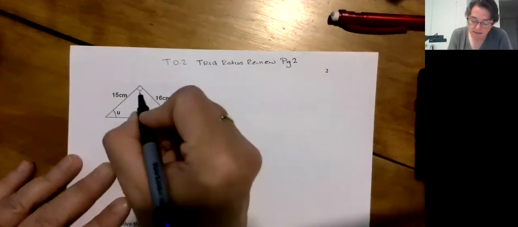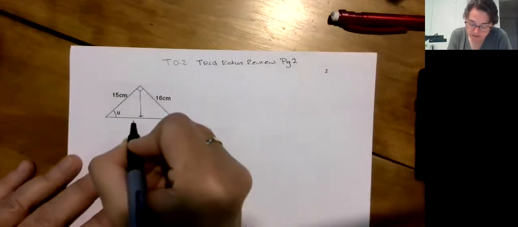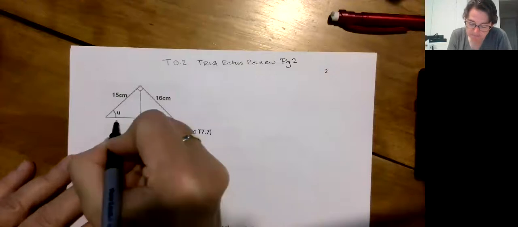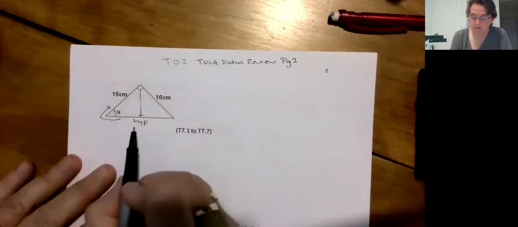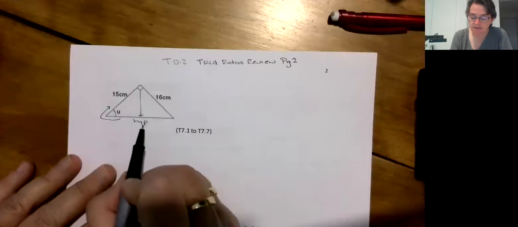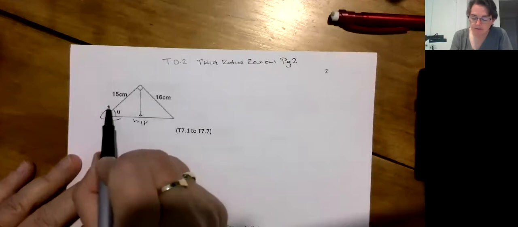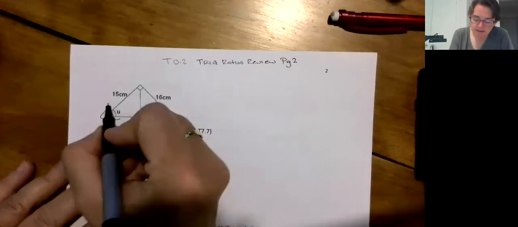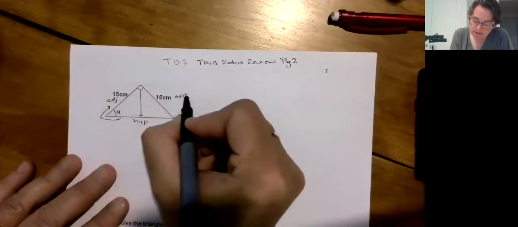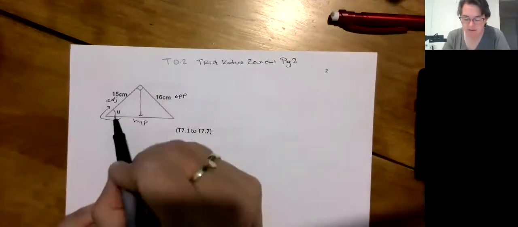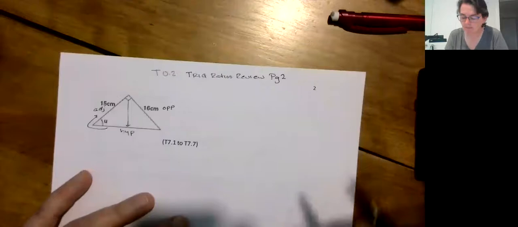I'm going to do what I always do first. I'm going to label, because the labeling tells me what I'm going to do afterwards. So there's my hypotenuse, across from my right angle. We go around the corner, and that makes this the adjacent. And this one over here, the opposite. And we are looking for the angle.